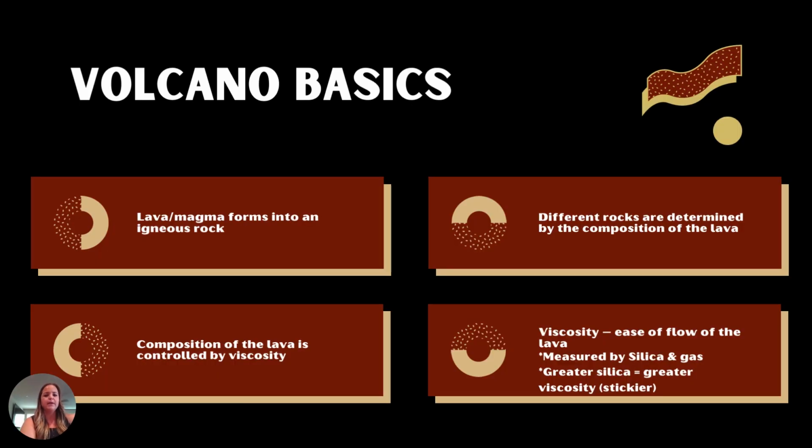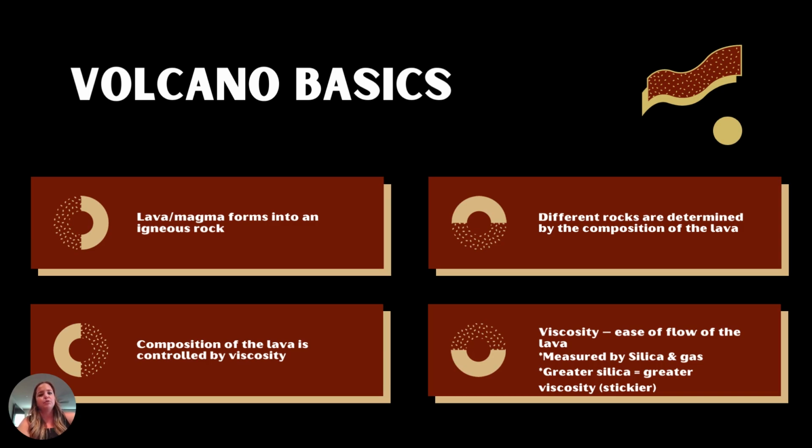All right, so looking at some basics. So we already talked about lava's on the surface, magma is below. Both of those form an igneous rock. We can look at those rocks and get an idea of what the magma or the lava chemistry was of the particular volcano or pluton. And so that composition is controlled a lot by the viscosity, and the viscosity is controlled by the composition. And if you don't know what viscosity is, it's the ease of flow of a material. So in this case, we're talking about lava.